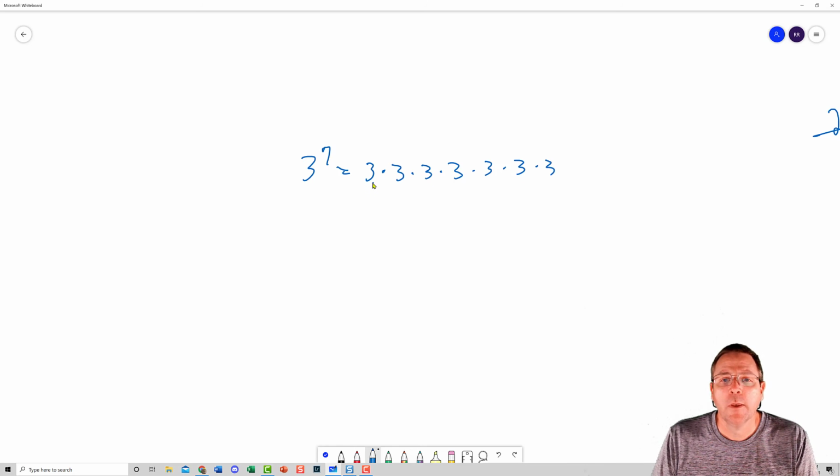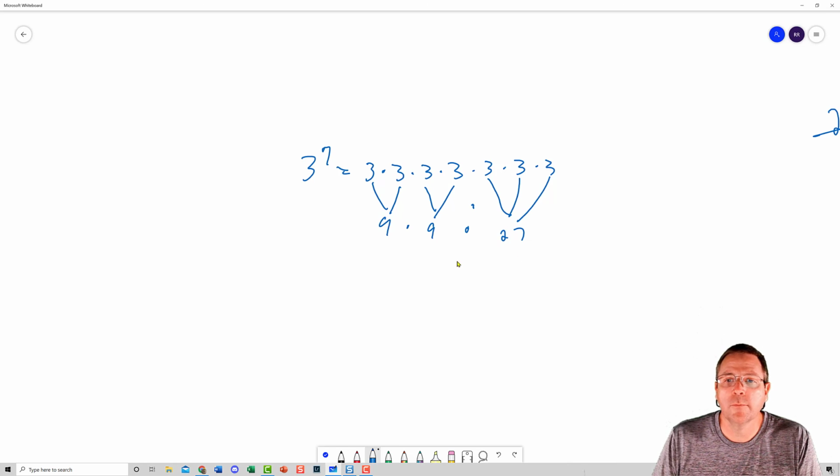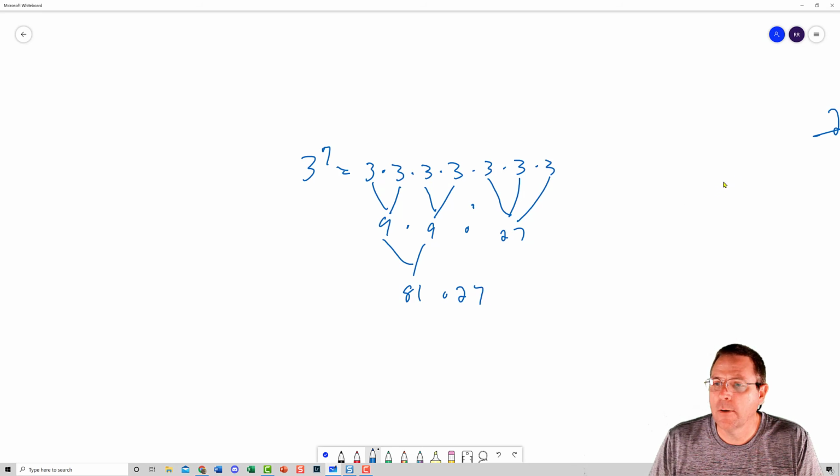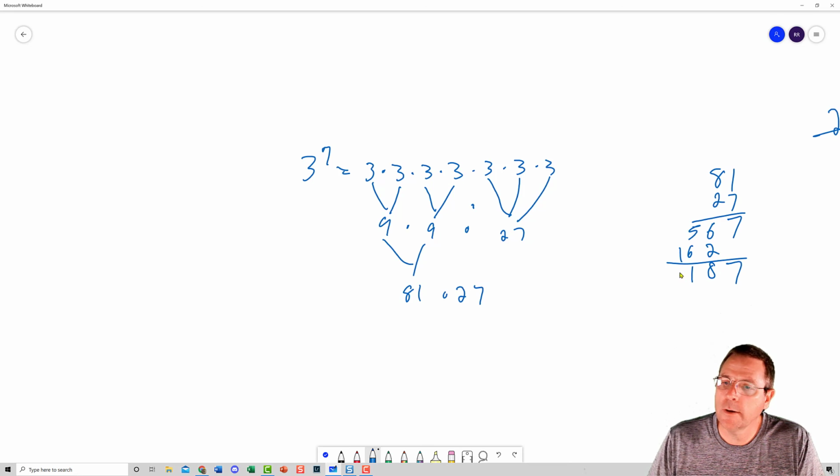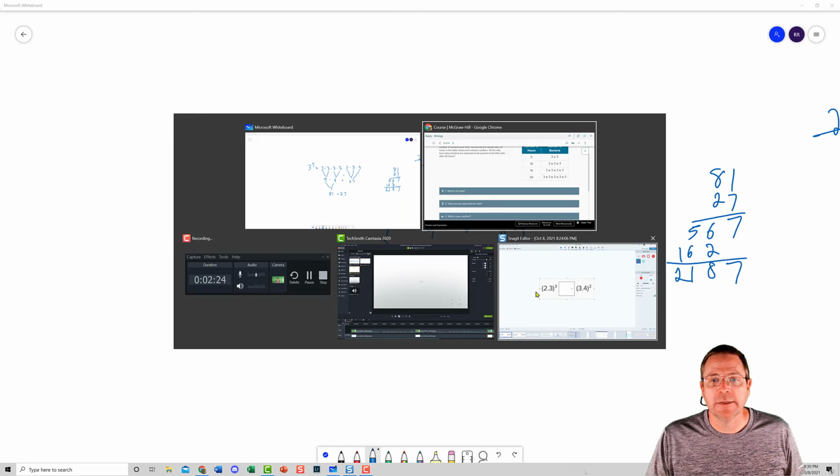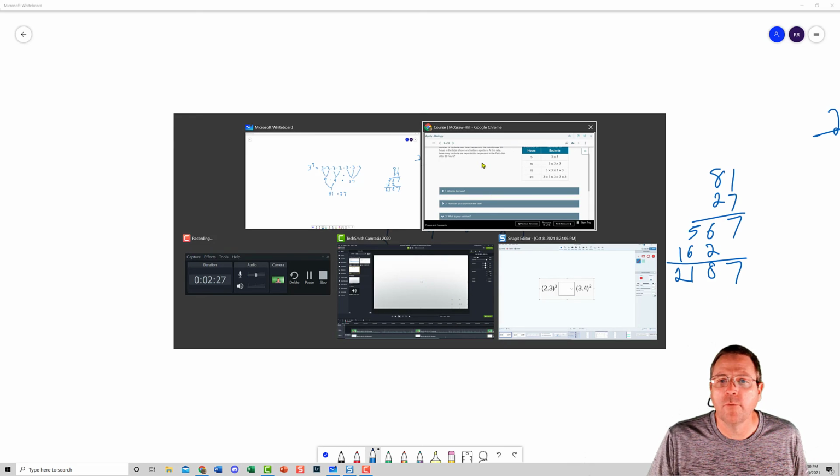and times 3. These two are going to be 9. These two are going to be 9. And I'm going to take these 3, that's going to end up being 27. And then those two, 9 times 9 is 81 times 27. And now I'm actually going to have to do some real calculations. 81 times 27, 7 times 1 is 7, 7 times 8 is going to be 56. 2 times 1 is 2, 2 times 8 is going to be 16. Add those up and we end up getting 2,187 bacteria. That's an awful lot of bacteria.